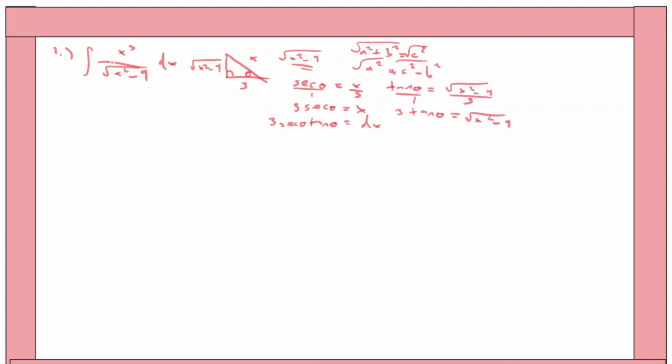And finally, we know there's x cubed in our actual integral, so we need to find x cubed. Luckily, that's pretty easy to do. We already know what x is, so if we cube x, we have to cube this. So 3 cubed would be 27, because 3 squared is 9, and then 9 times 3 again is 27. So 27, and then secant cubed of theta.